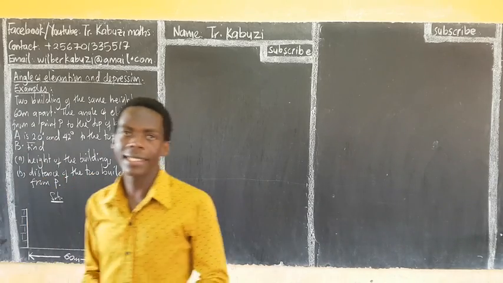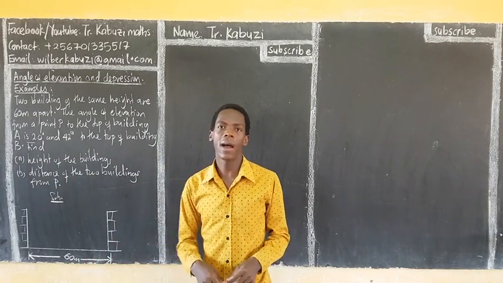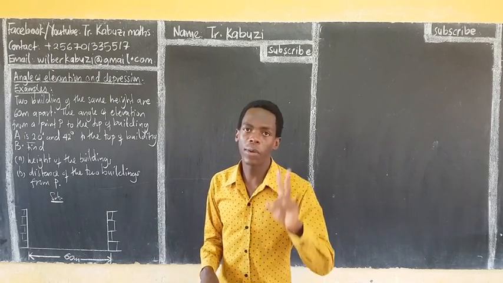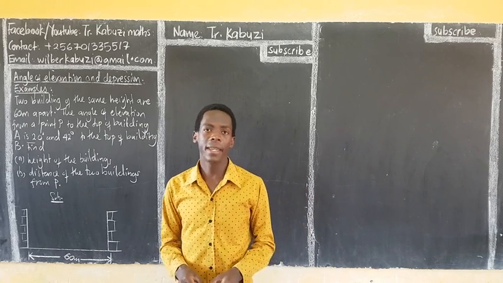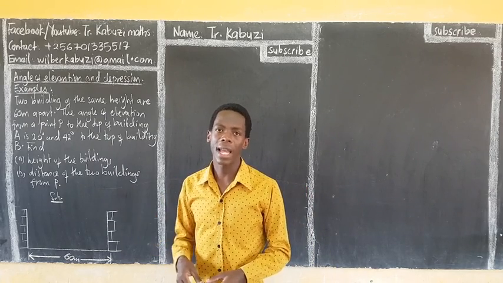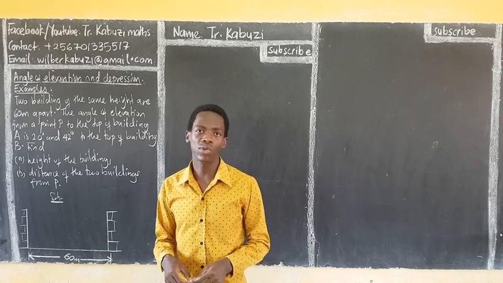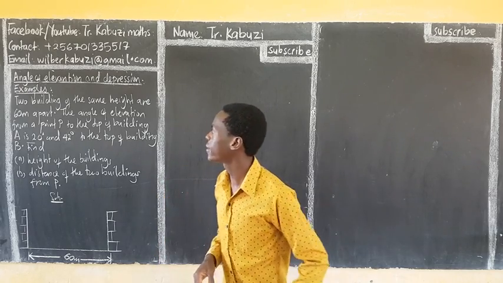Okay, now members, let us see how we handle this question. We are dealing with two buildings a certain distance apart, and a point P where we have two angles of elevation. Let us look at it.